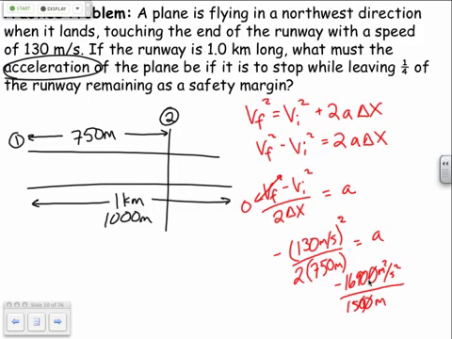Get rid of a couple of zeros. Is 15 going to 169? 1, 2, 3, 4, 5, 6, 7, 8, 9, 10.6. So acceleration is equal to negative 10.6, and my units, meters per second squared. Barely got it. So negative 10.6 meters per second squared required in order for us to stop that plane in this distance.